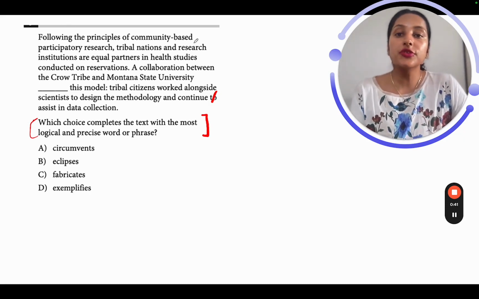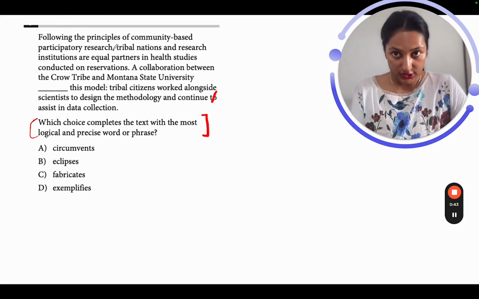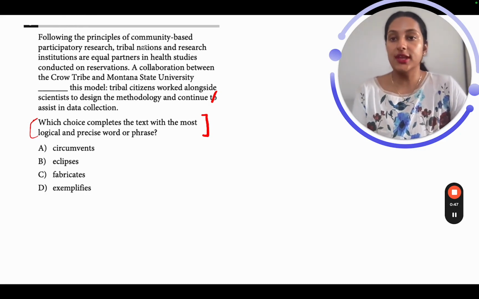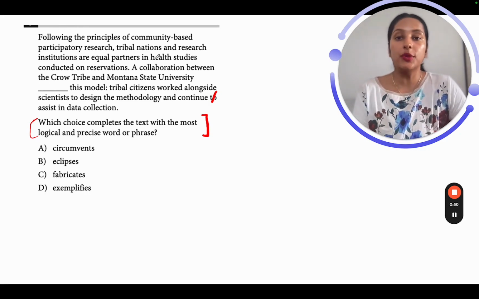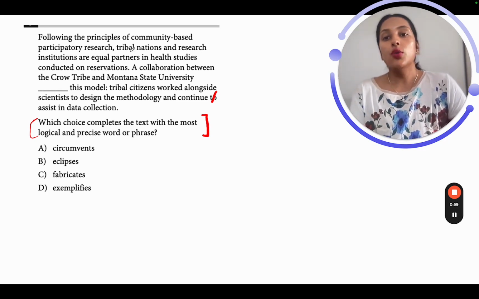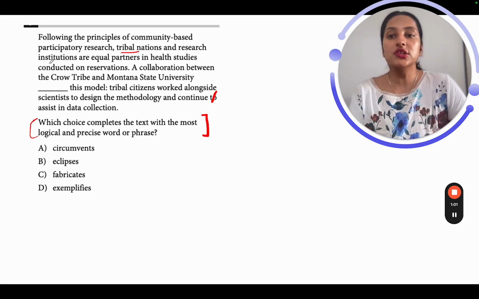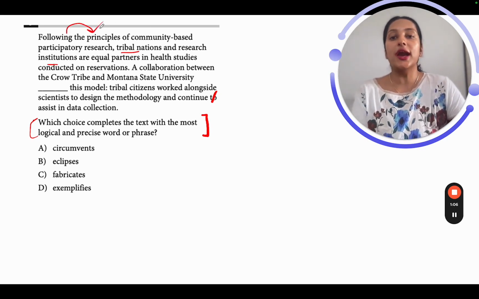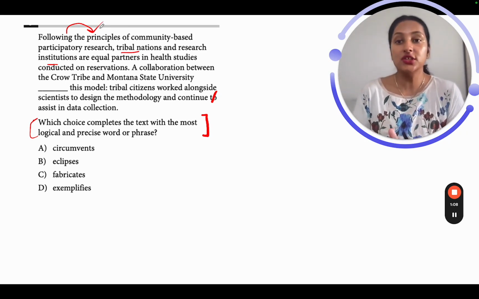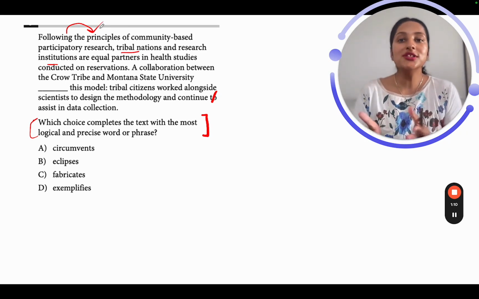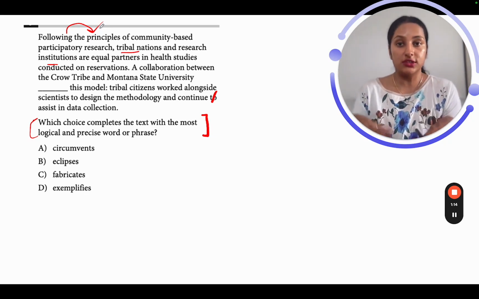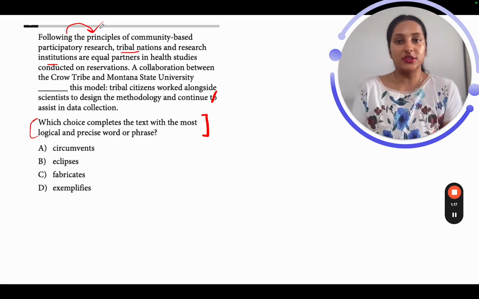Following the principles of community-based participatory research, tribal nations and research institutions are equal partners in health studies conducted on reservations. What are these tribal nations and research institutions doing? They are following the principles or the guidelines of community-based participatory research. They're working together. What is the principle? The principle is basically working together or being equal partners in the study, right? That's the principle of this entire research type.